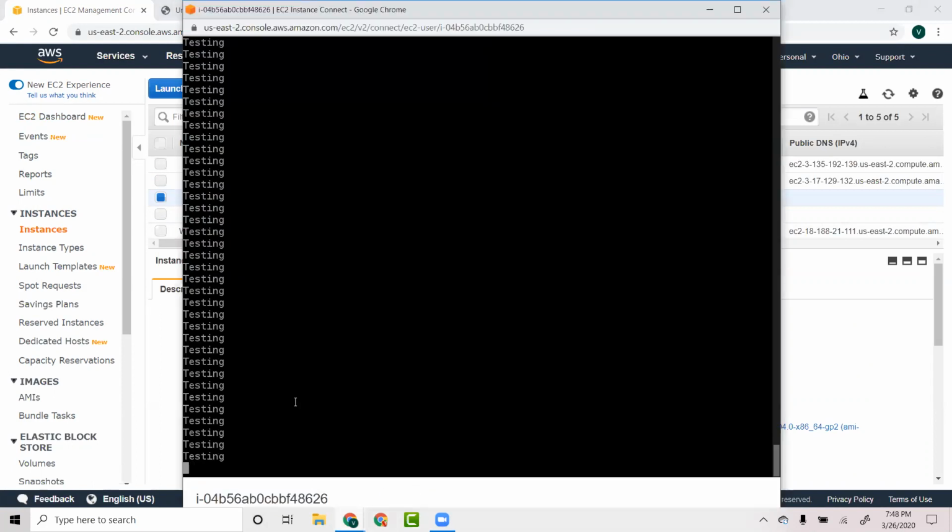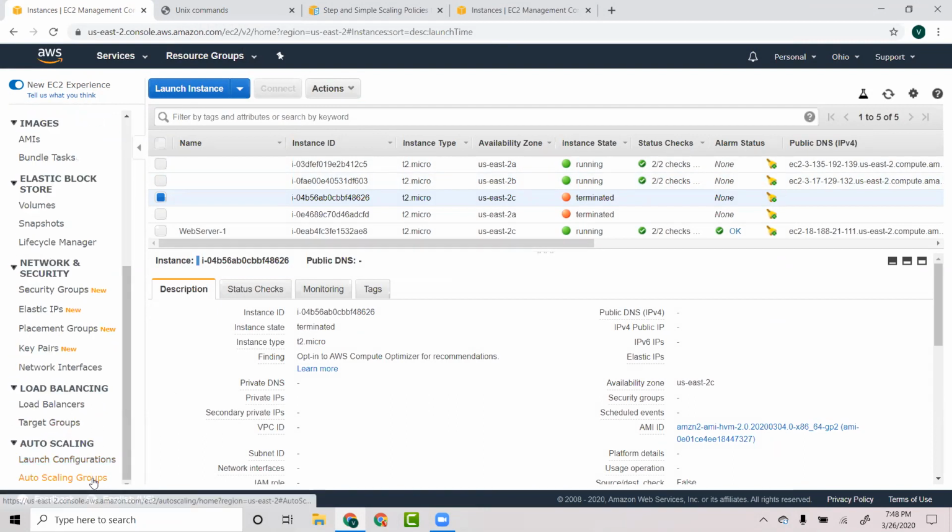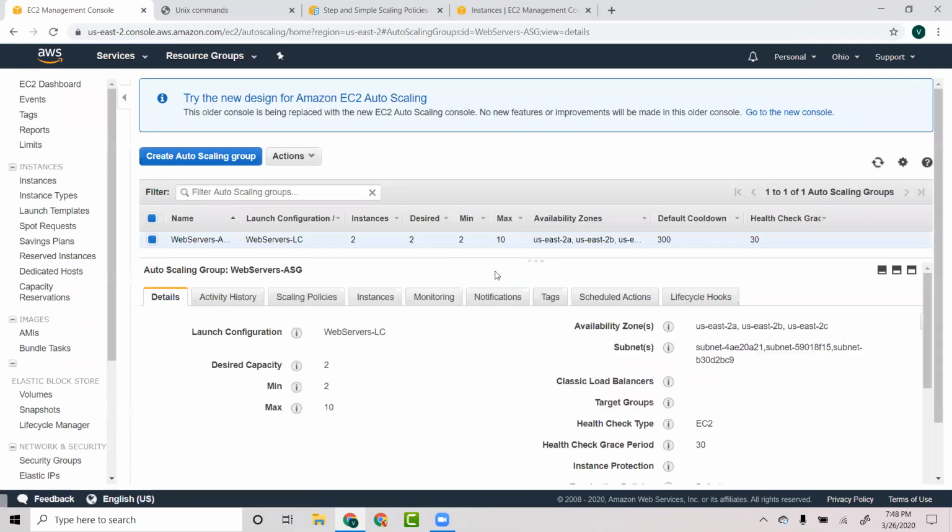So we cranked up the CPU, and then it realized that the CPU has gone up. There's a CloudWatch alarm, and then it added an additional EC2 instance into the pool, and then it again made sure the desired capacity is matched.